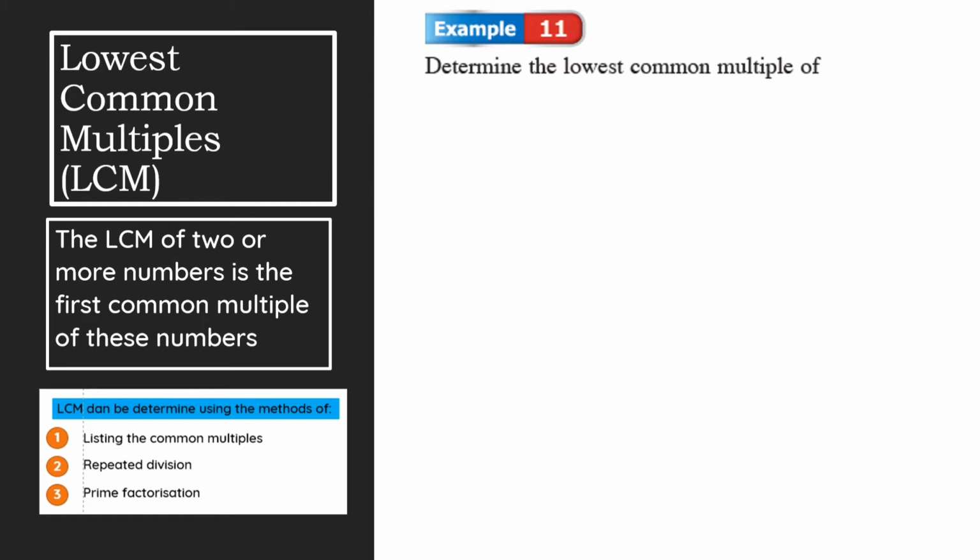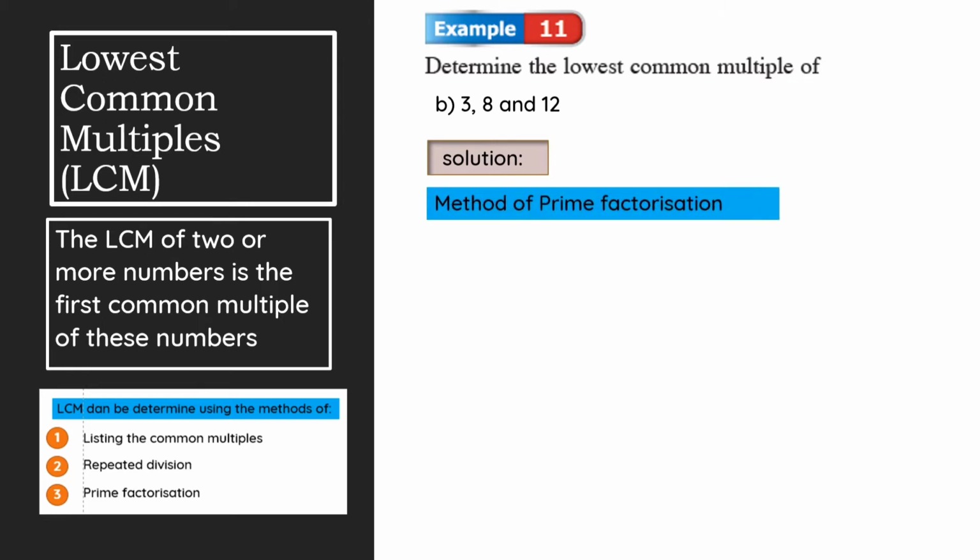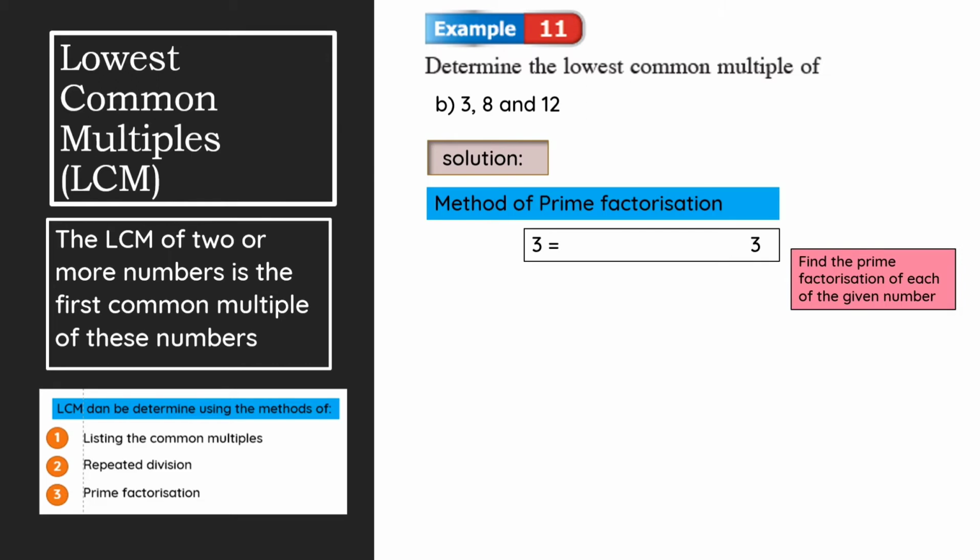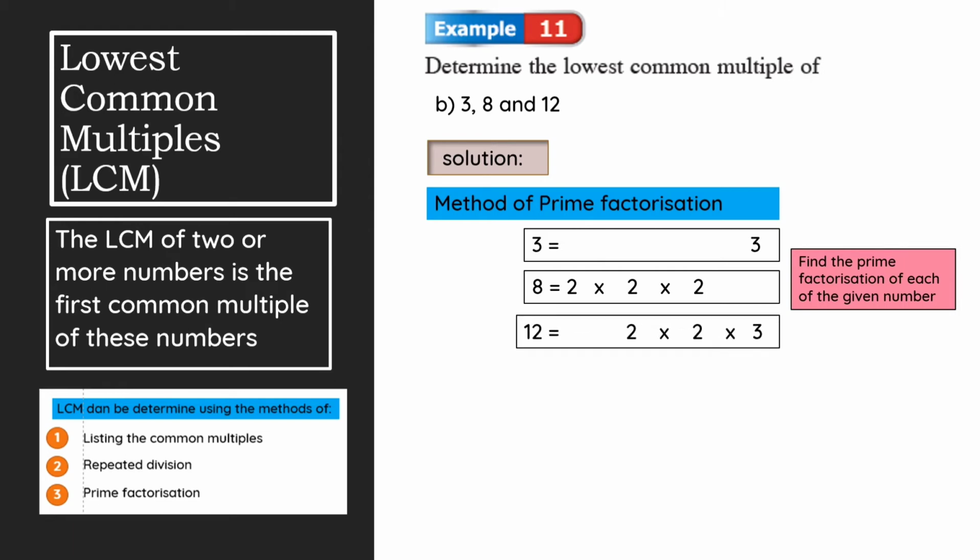Okay, let's look at another method, which is using prime factorization. Determine the lowest common multiple of 3, 8, and 12. The solution is using the method of prime factorization. First, we need to find the prime factorization of each of the given numbers. The prime factorization of 3 is 3, and the prime factorization of 8 is 2 multiplied by 2 multiplied by 2. Next is the prime factorization of 12, which is 2 multiplied by 2 multiplied by 3.